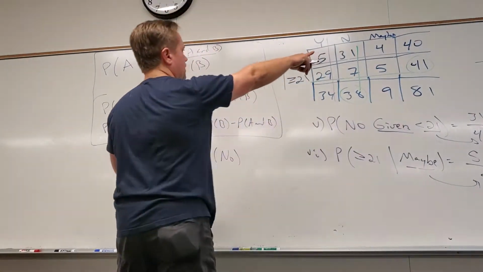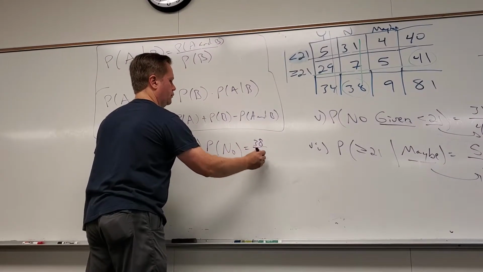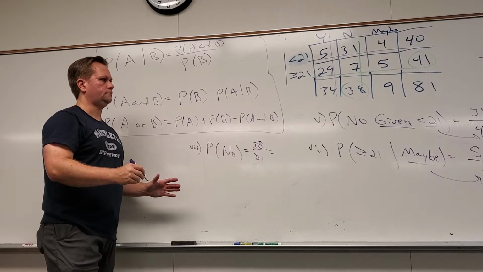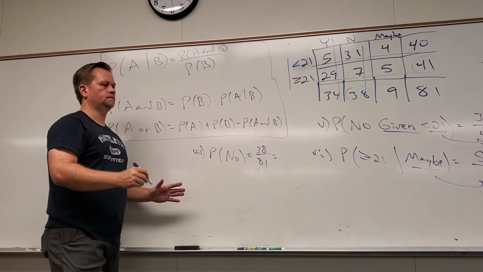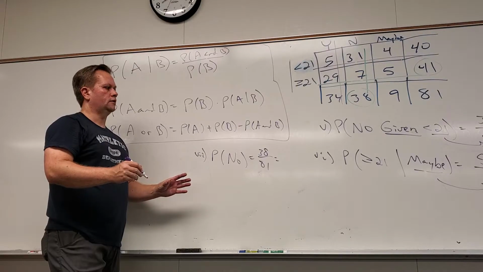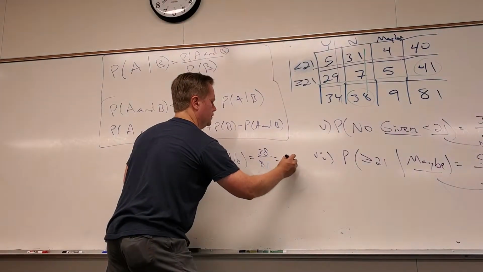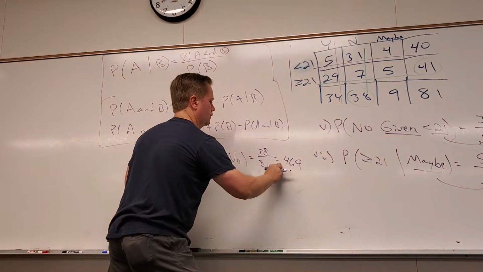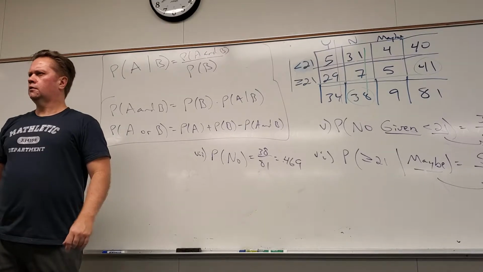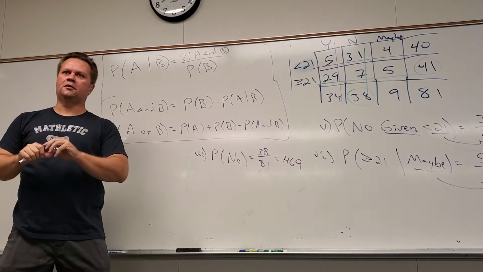What's the probability somebody said no? 38 out of 81. Somebody help me out. What is that? I'm sorry? 0.469? Yeah. Oh, yeah. I guess. Okay. All right.